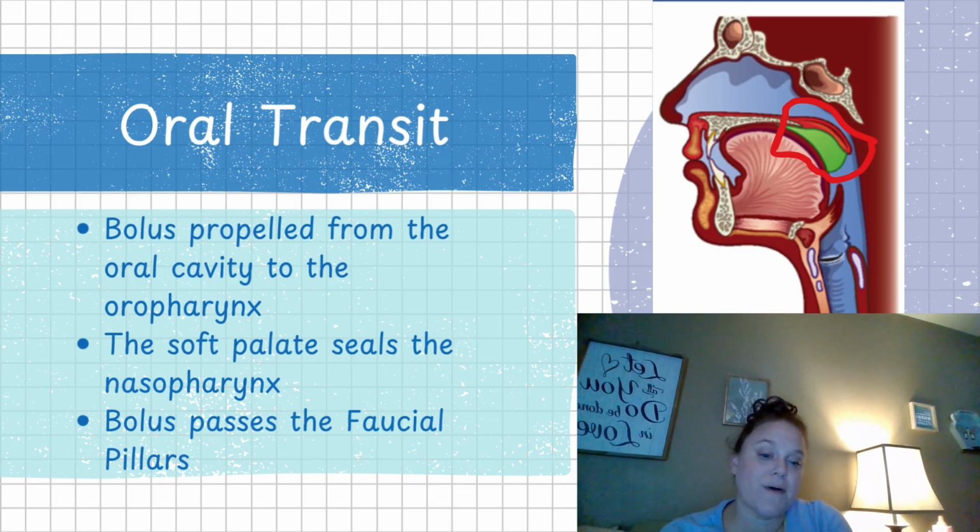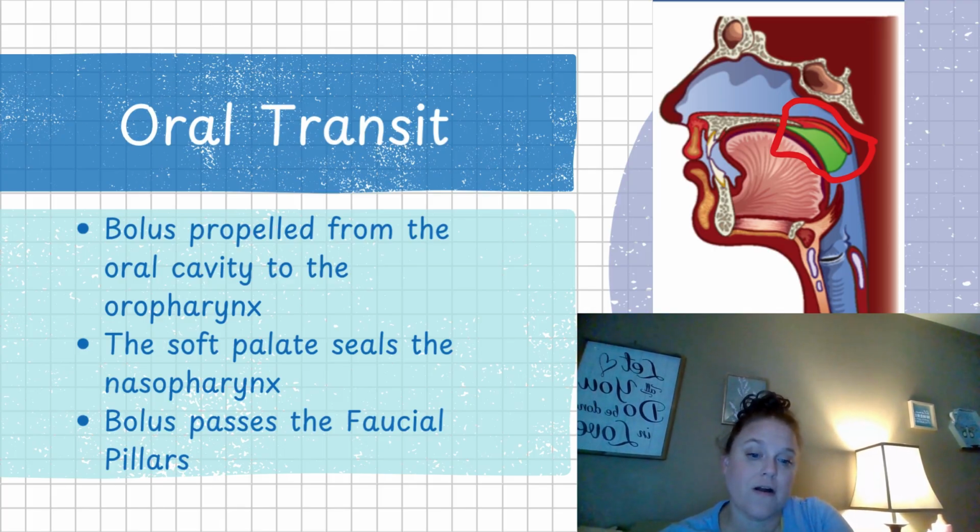This is achieved by the aid of the levator veli palatini, which is innervated by cranial nerve 10, the vagus nerve, and the tensor veli palatini, which is innervated by cranial nerve 5, the trigeminal nerve. This phase will end when the bolus passes through the anterior faucial pillars or through the ramus of the mandible, which will then trigger the pharyngeal swallow reflex, which goes into our next phase.